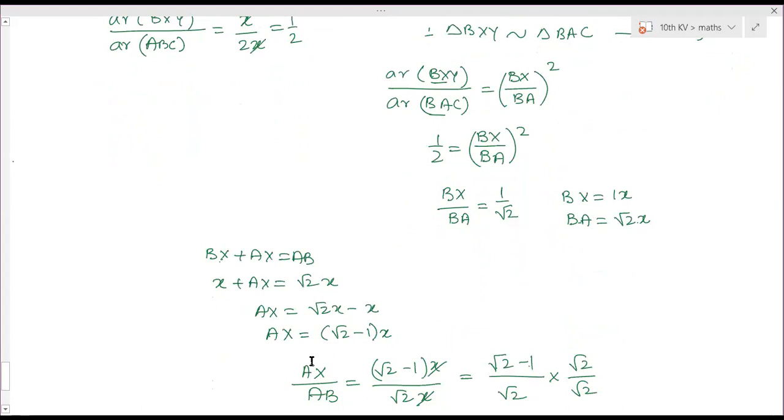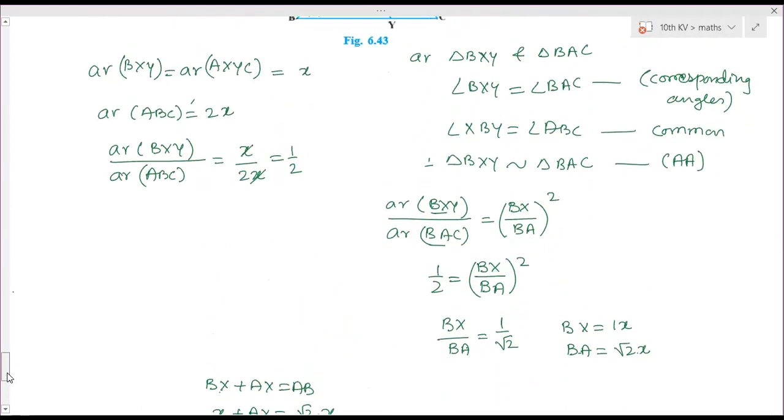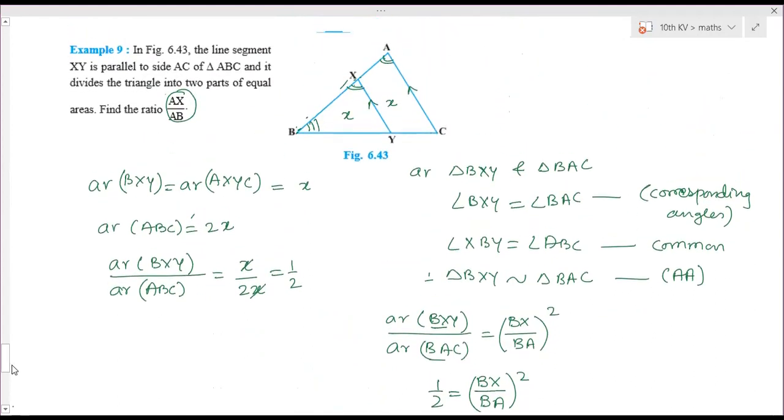Is this clear? Everyone, is it clear or still has a problem? Then write down this question. And this is an important 3-marker question. They've asked this question for 3 marks.